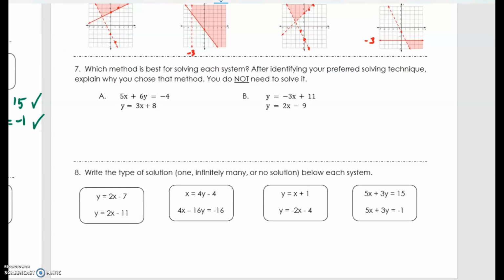So for number 7, substitution is the best one for A in my mind, because y is by itself. So you have 3x is equal to 8. You can easily substitute that in for y in the top equation. So I'm going to put substitution. And I'm going to say because we had a variable by itself.